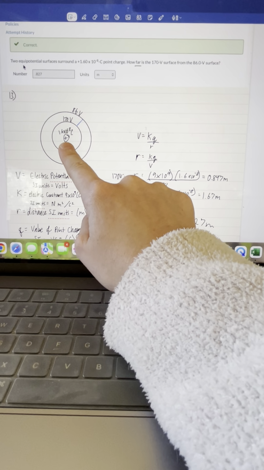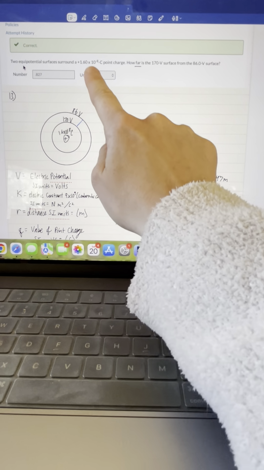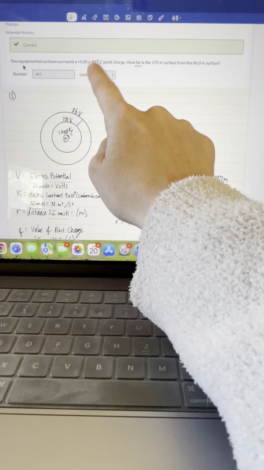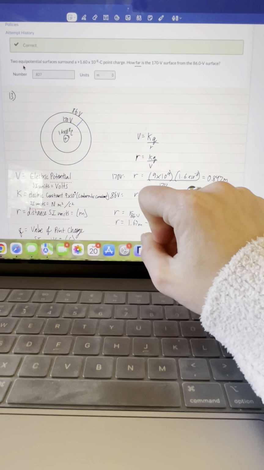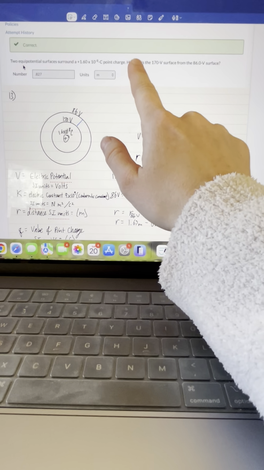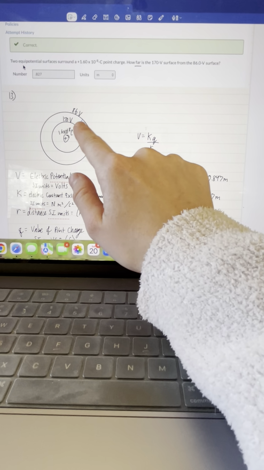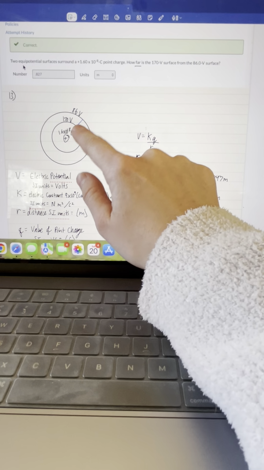Our charge is in the center, of course, and that is given. So we are given these three things, and it asks how far apart these two points are. So we're looking for the distance between these two.